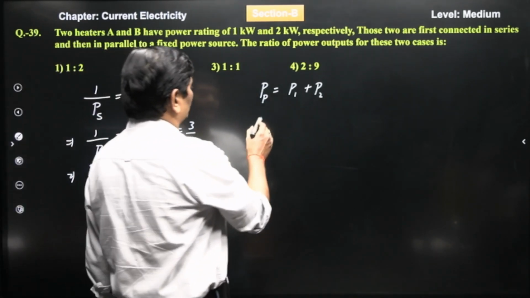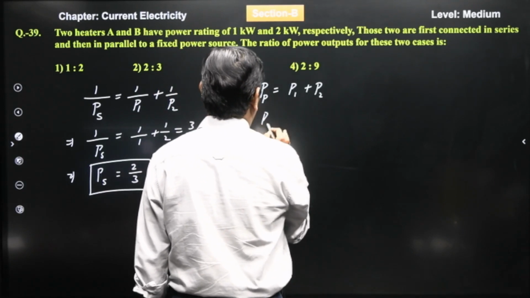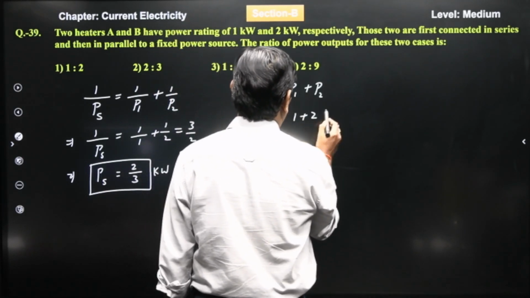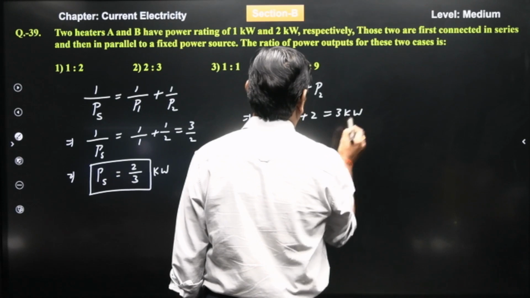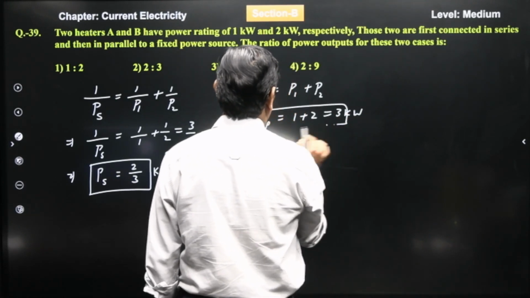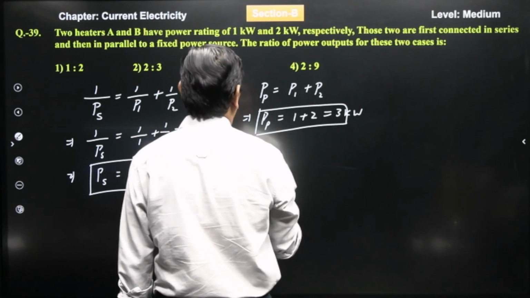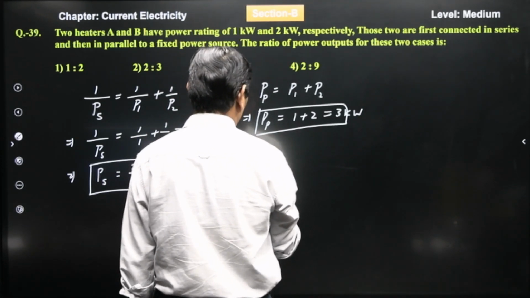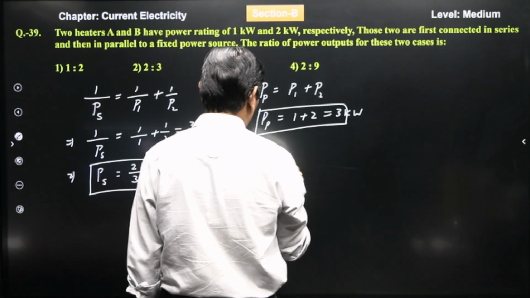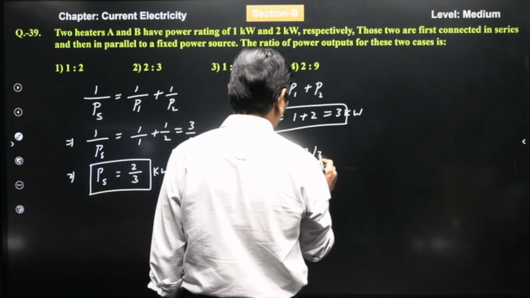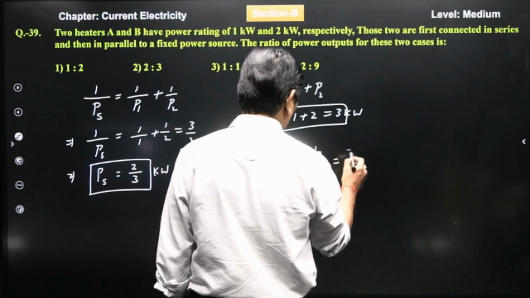In parallel combination, it is just addition. So, 1 plus 2, you will get 3 kilowatts. Now, you have to find the ratio between these two, power in series by power in parallel combination. That is 2 by 3 by 3. You will get 2 by 9.